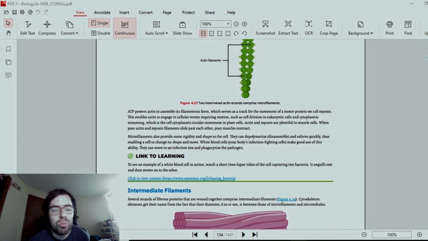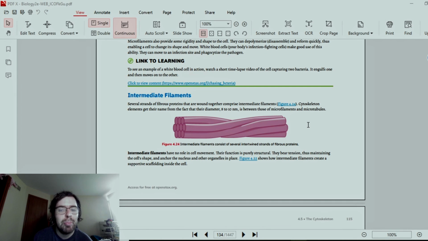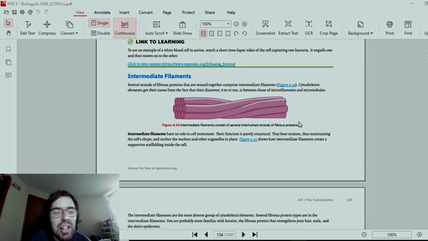Microfilaments also provide some rigidity and shape to the cell. They can depolymerize, or disassemble, and reform quickly, thus enabling a cell to change its shape and move. White blood cells, which are your body's infection-fighting cells, make good use of this ability. They can move to an infection site and phagocytize the pathogen. Sorry, sometimes I have trouble speaking, but anybody who's been with me for a while knows that.